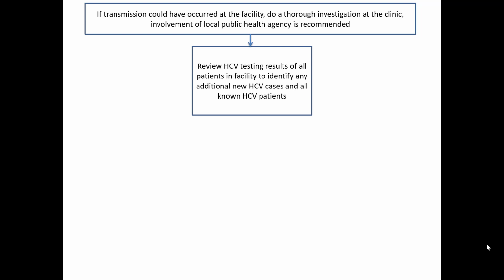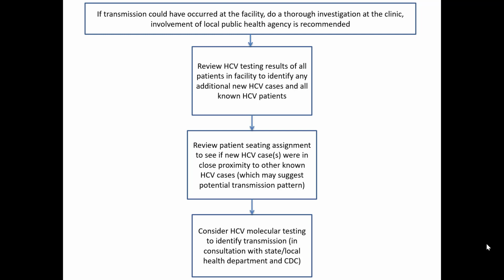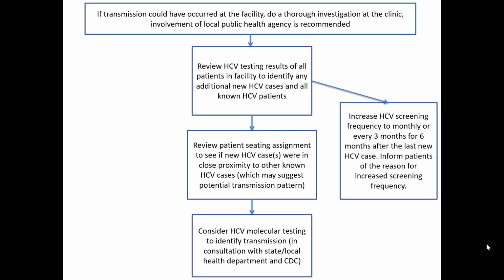We must review the HCV testing results of all patients in a facility in order to identify any additional new HCV cases and all known HCV patients. We reviewed patient seating assignment in order to see if new HCV cases were in close proximity to other known HCV cases. This might suggest a potential transmission pattern. We must consider HCV molecular testing in order to identify transmission, in consultation with the local health department and CDC.